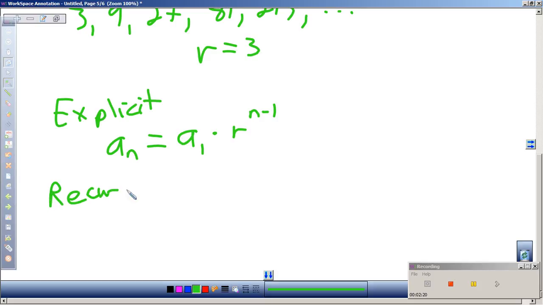Recursive. So again, I start with a_1 equals a constant, a_n equals. What do we do from one term to get to the next? Multiply by the ratio, r. So yes, the recursive formula is very helpful because we can just write it. What do we do to the previous term to get to the next? So this says we are multiplying whatever the term was before it by r to get our next term.